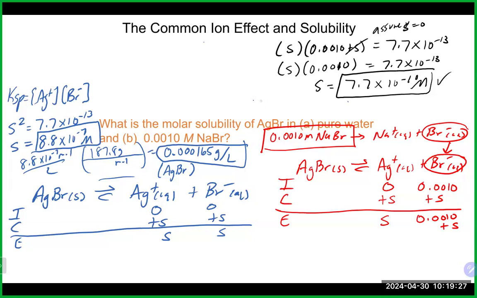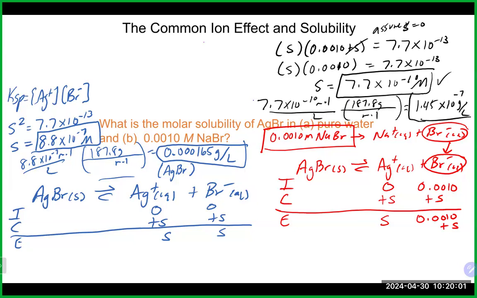And we wanted to compare apples to apples here. We could also convert that into grams per liter by using the molar mass, 187.8 grams per mole. And if we take that, we get something like 1.45 times 10 to the minus 7, if I counted the zeros right, grams per liter in this case.